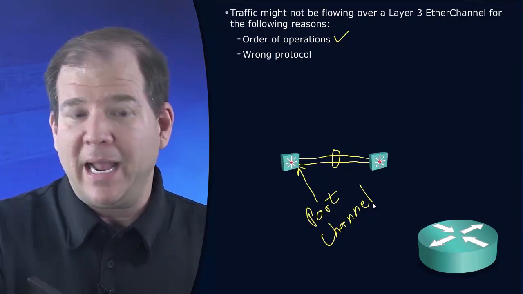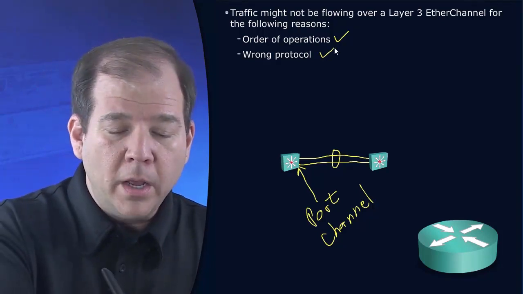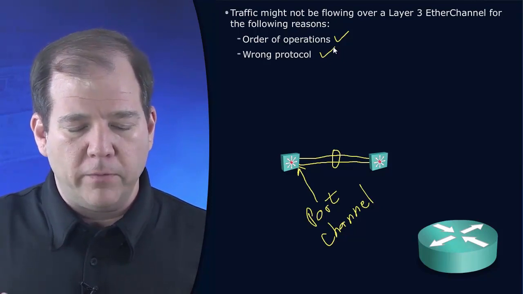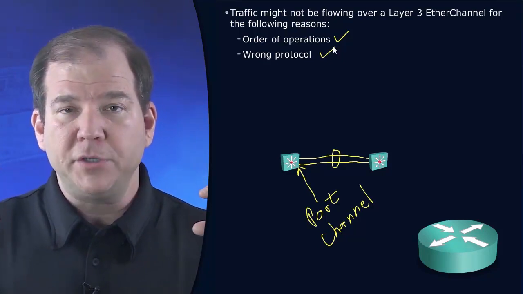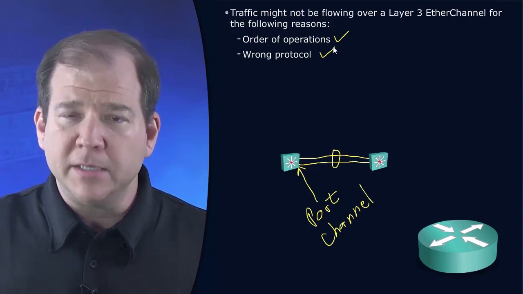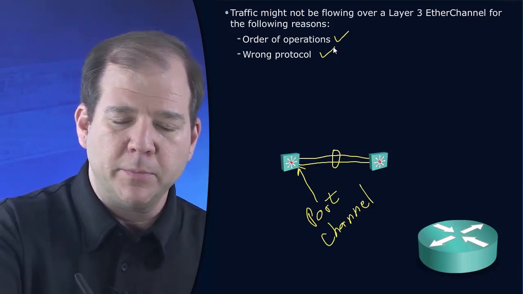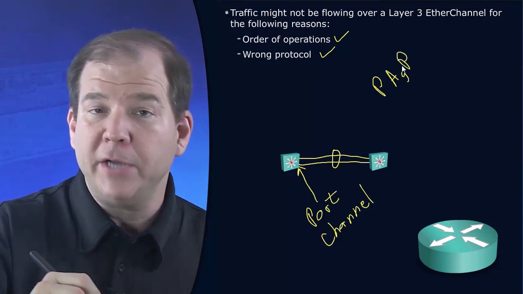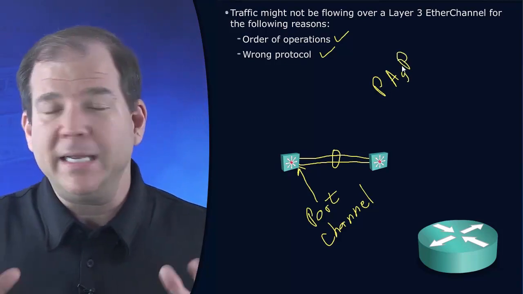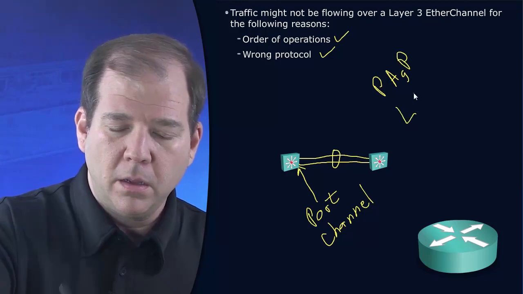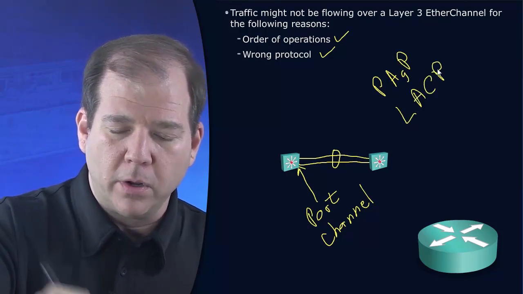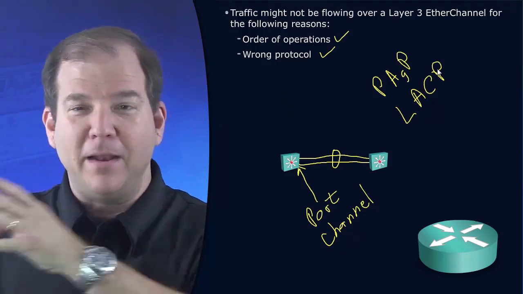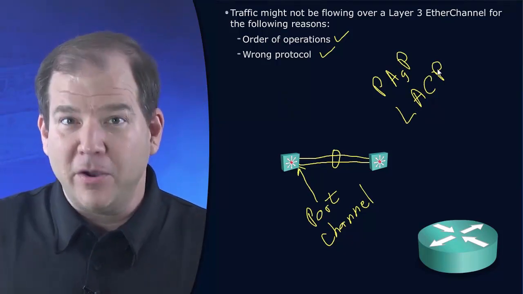Another issue that you might have is that you're using the wrong protocol. You see, Cisco's been doing EtherChannel for a long time, and Cisco has their own protocol for negotiating the formation of an EtherChannel between a couple of switches like this. And Cisco's protocol is called PAgP, the Port Aggregation Protocol, but there's an industry standard as well. Link Aggregation Control Protocol, LACP. And if you're running PAgP on one side and LACP on the other side, that could cause issues.